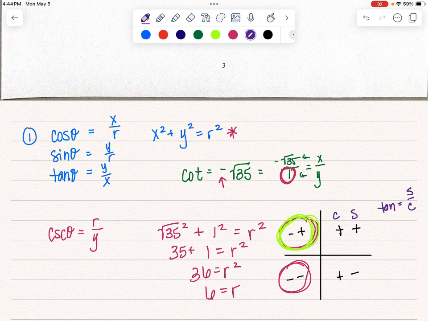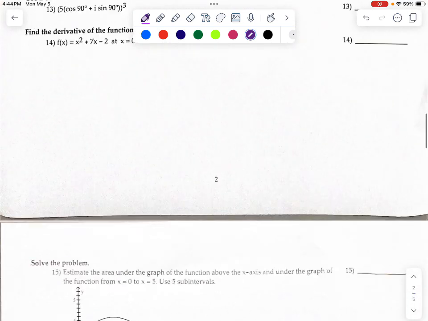All right, so since we've decided that, again, we know cosecant is R over Y, or 6 over 1. We're trying just to decide now if that's positive or negative. It's going to be a positive because cosecant is the reciprocal of sine. Sine in this quadrant is a positive number. The reciprocal of a positive is still a positive. So my answer is positive 6 over 1, or just 6.